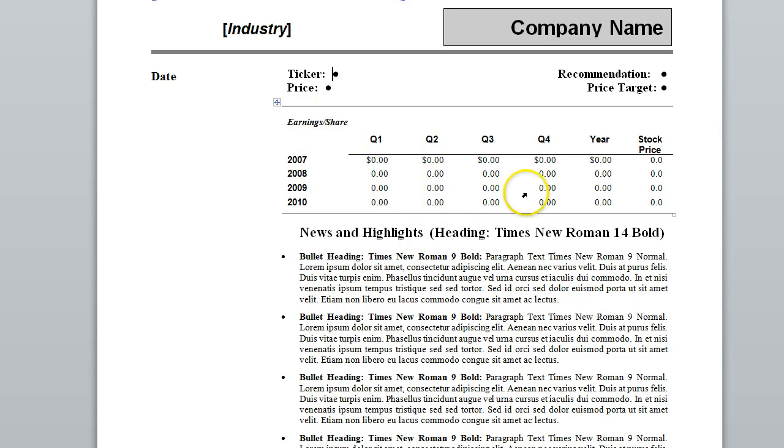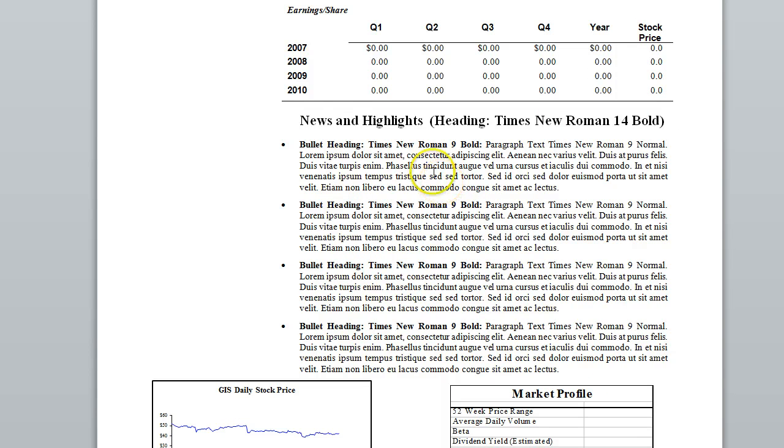Here you can give me a little chart on earnings per share for the past 4 quarters from 2007 to 2010. It's always a nice quick little thing to put at the top.